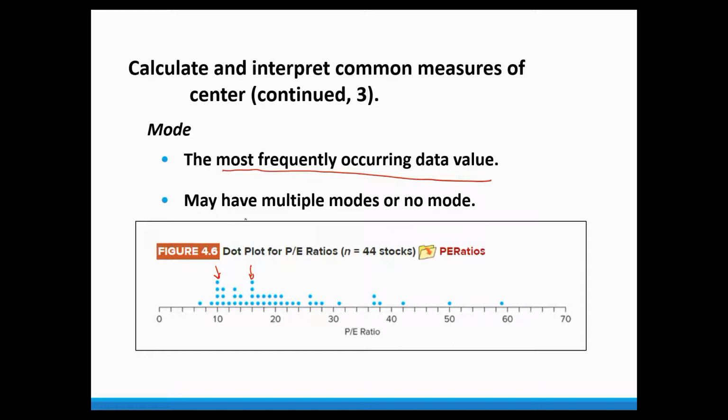Sometimes we may have multiple modes like this, or we may have no mode at all if the data has no repeated values, where each value appears only once. In this case the mode equals 0.